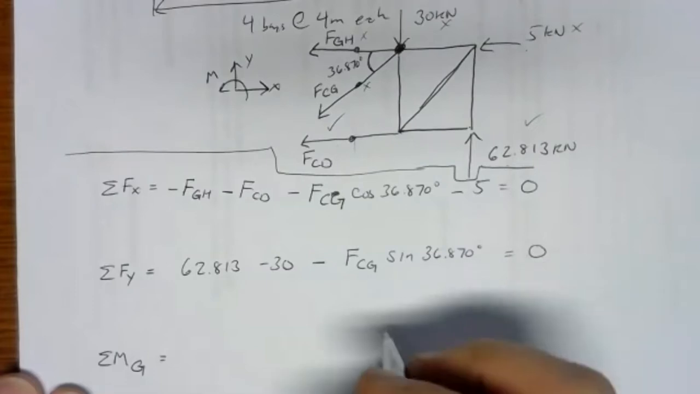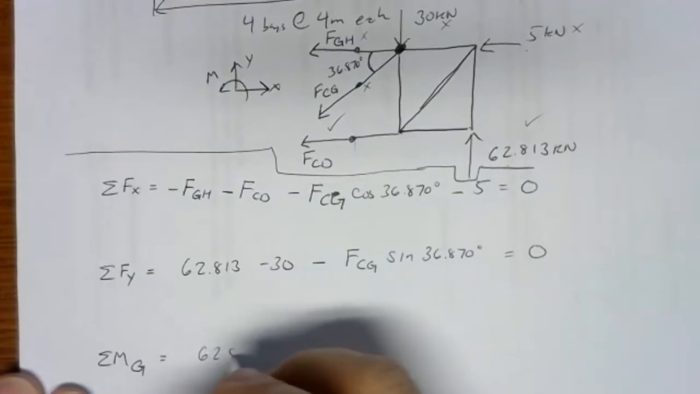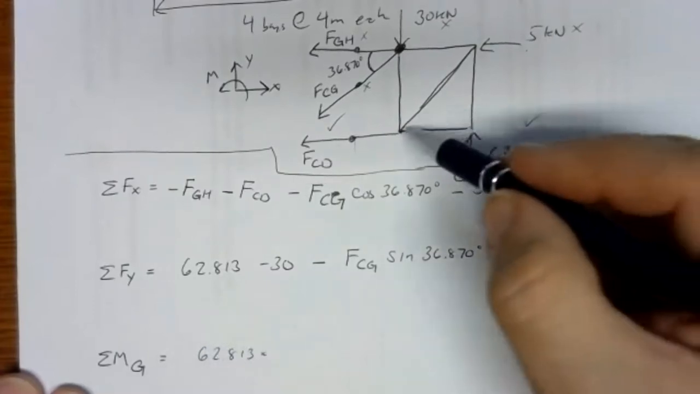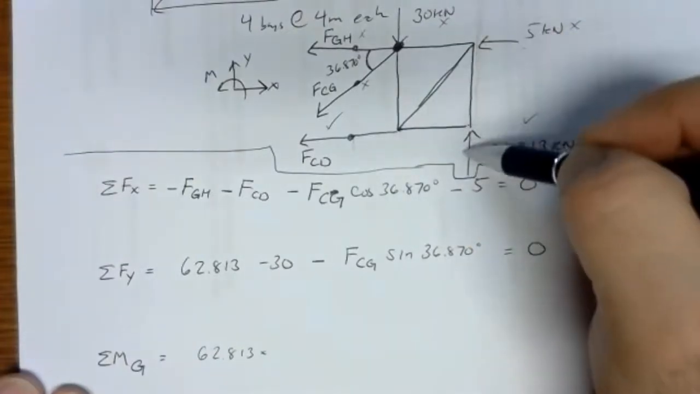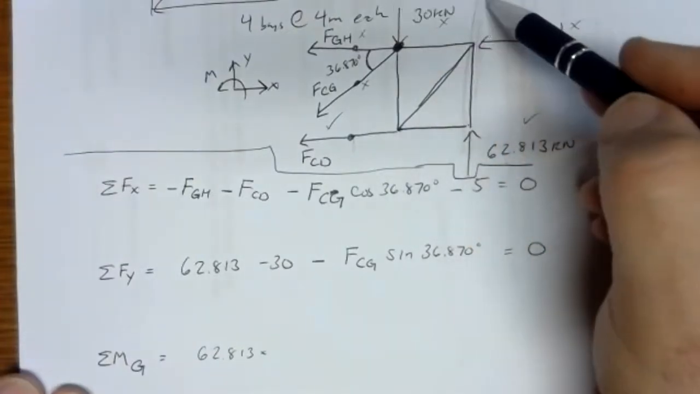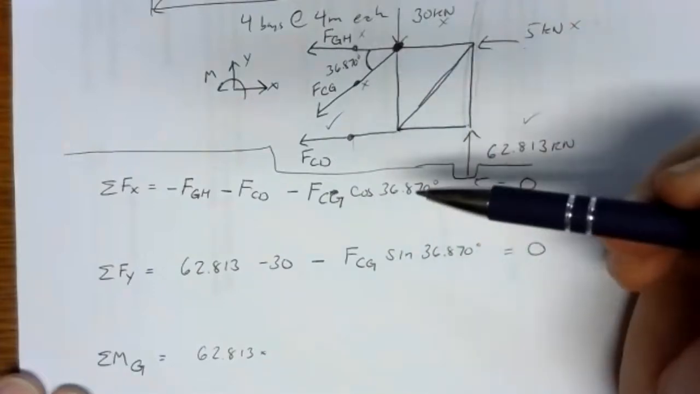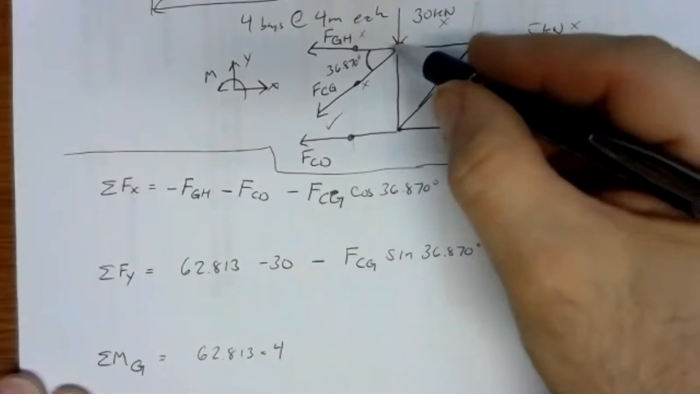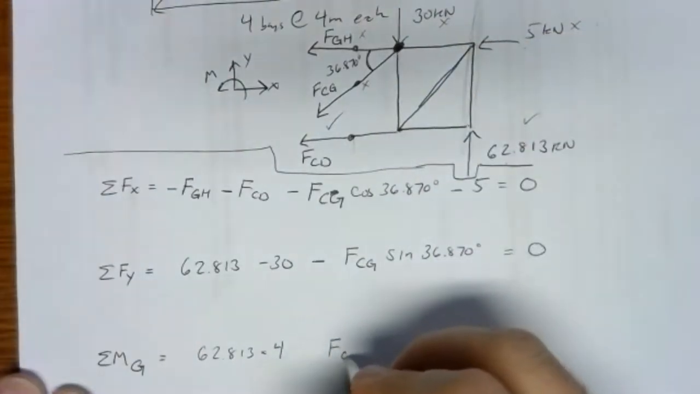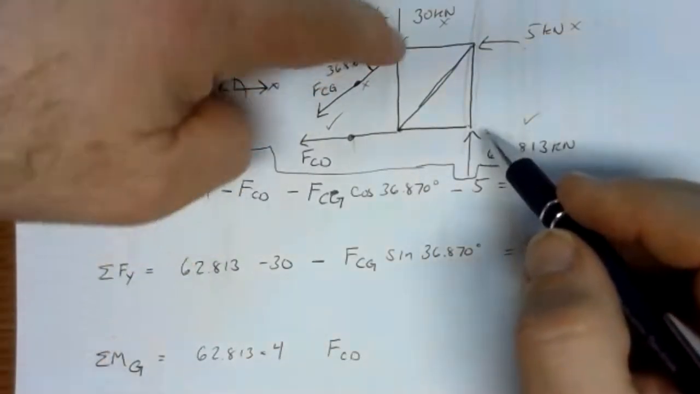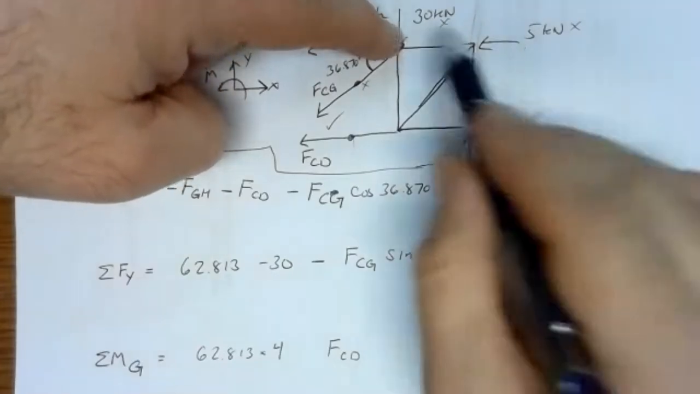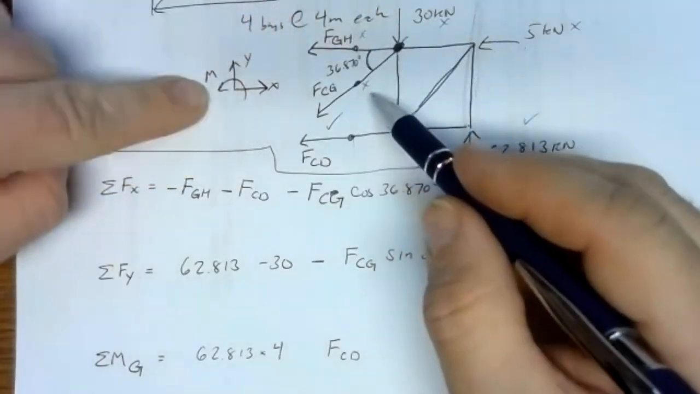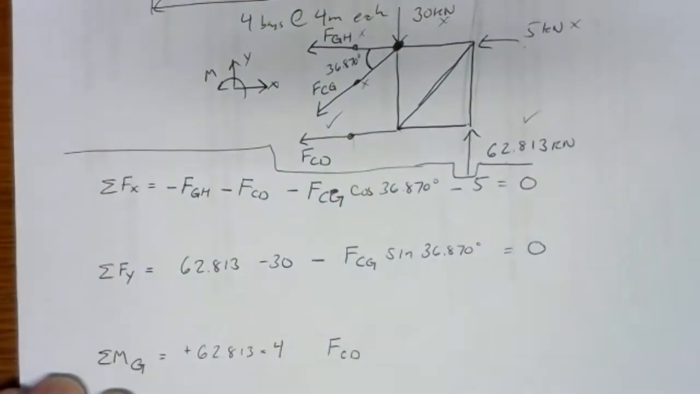So let's look at the 62.813 first. We've got 62.813 times its arm. Our pivot point's right here, the line of action's like that. That's one bay away, and each bay is 4 meters. So our arm there is 4. And then we've got FCD. Oh, let's do the sign here first. If we're pivoting at G, pushing up at E, that's a counterclockwise moment. Counterclockwise moments are positive. So we've got a positive 62.813 times 4 meters.